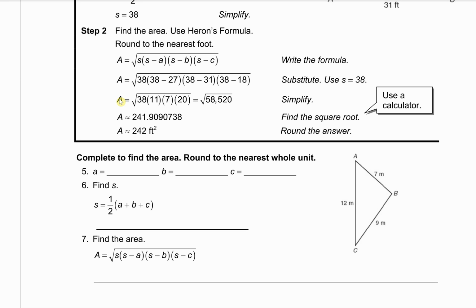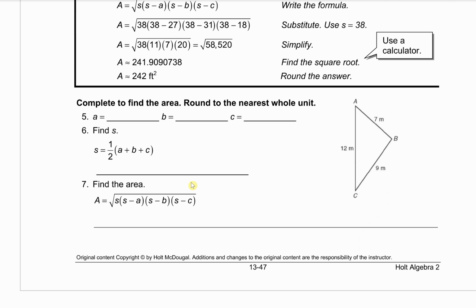Let's start over. Area is the square root of 38 times 38 minus 27 times 38 minus 31 times 38 minus 18. Square root of 58,520, so about 242 square feet.